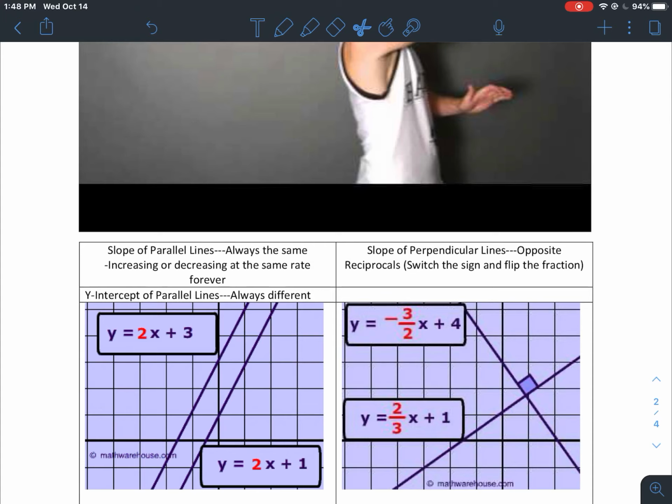And then the slopes of perpendicular lines are opposite reciprocals. So different signs, flip the fraction. So negative 3 halves, different sign. So the next one's going to be positive, flip the fraction, 2/3, and then the y-intercept is going to be different as well.